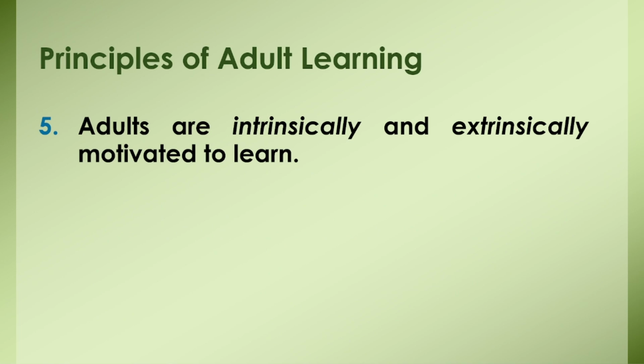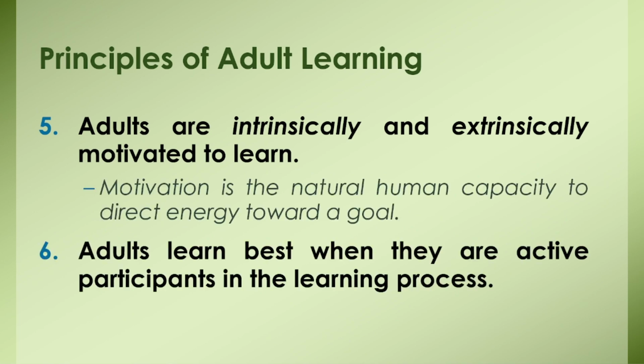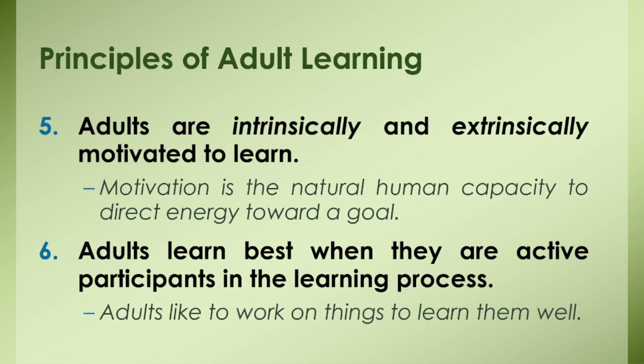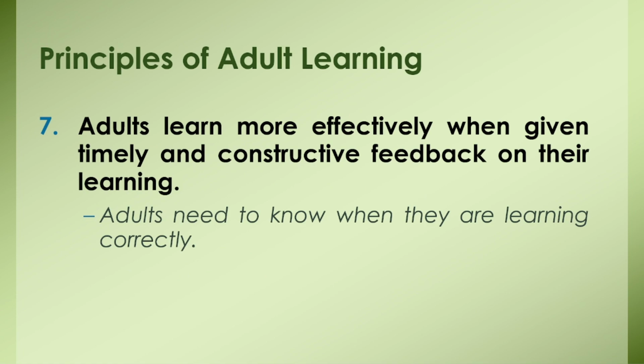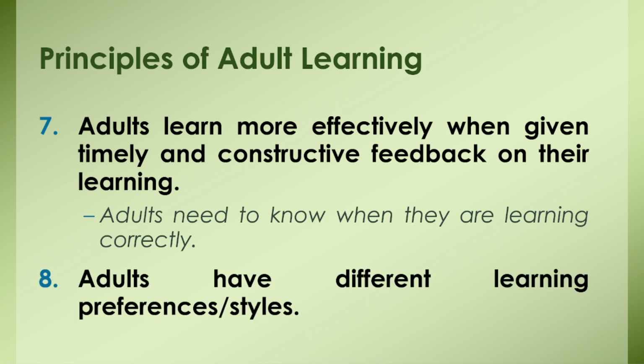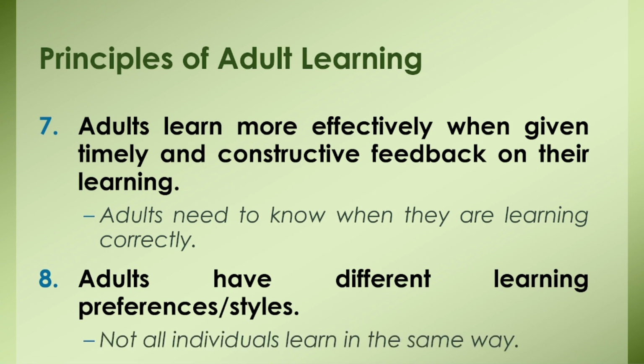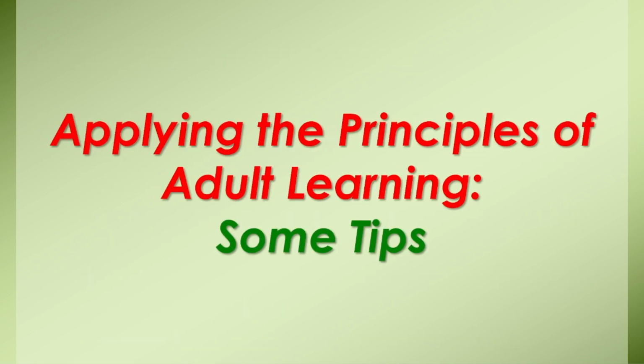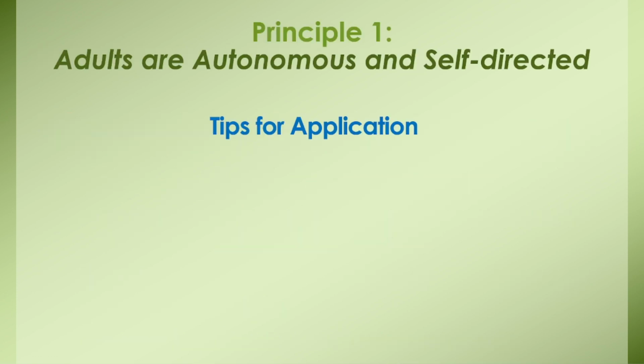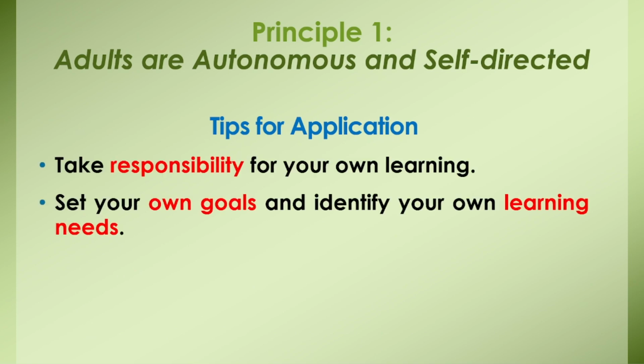Okay, adults are intrinsically and extrinsically motivated to learn. Adults learn best when they are active participants in the learning process. They like to participate in learning, doing something with their hands, participating in discussions, and so on. Adults learn more effectively when given timely and constructive feedback on their learning. We mentioned feedback as a very important component of the learning process. Adults have different learning styles or preferences, as we mentioned in the learning styles lecture.